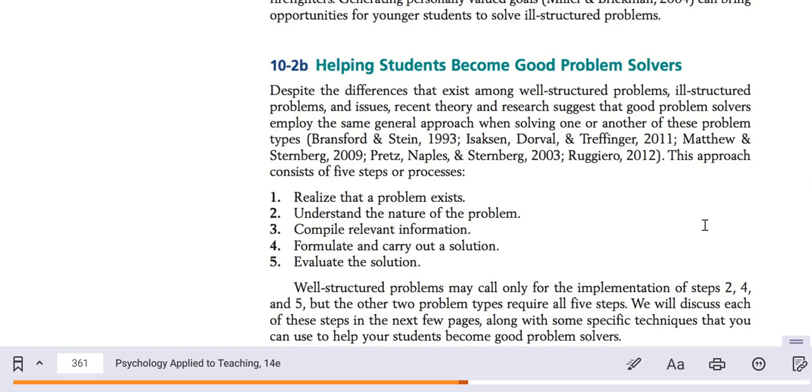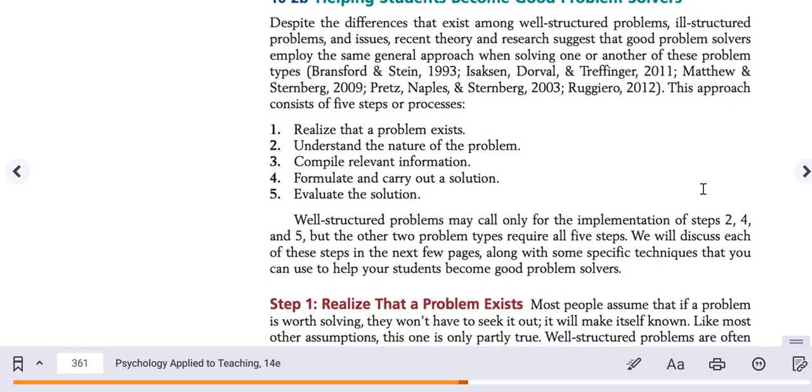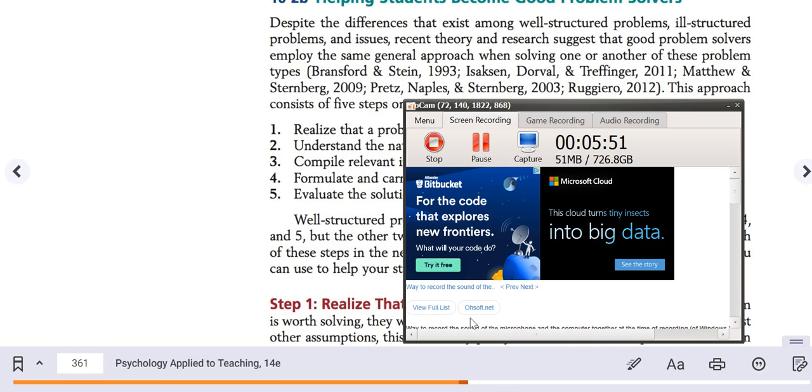Realize that a problem exists. Understand the nature of the problem. Compile relevant information. Formulate and carry out a solution. Evaluate the solution. Well-structured problems may call only for the implementation of steps 2, 4, and 5, but the other 2 problem types require all 5 steps. We will discuss each of these steps in the next few pages, along with some specific techniques that you can use to help your students become good problem solvers.